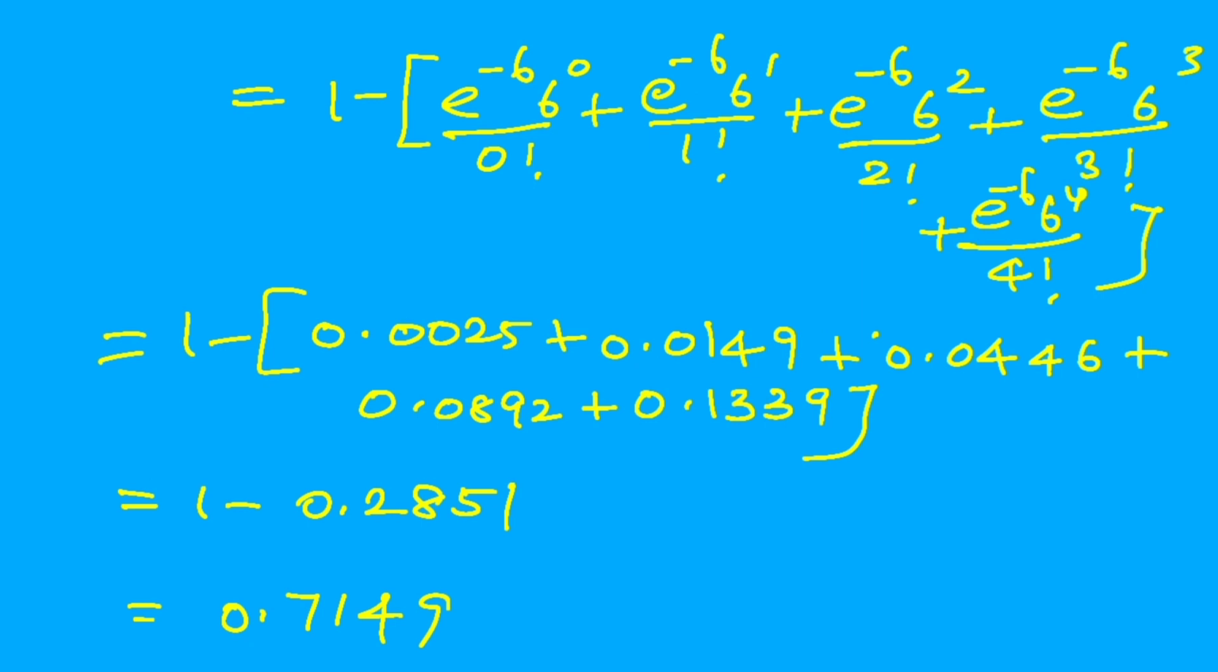We can calculate each case, that is P of X equal to 0, 1, 2, 3, 4, using the probability mass function formula, e power minus lambda, lambda power r by r factorial. Here r is respectively 0, 1, 2, 3, and 4. Calculate every quantity and add all the quantities, finally subtract from 1. The answer is 0.7149.